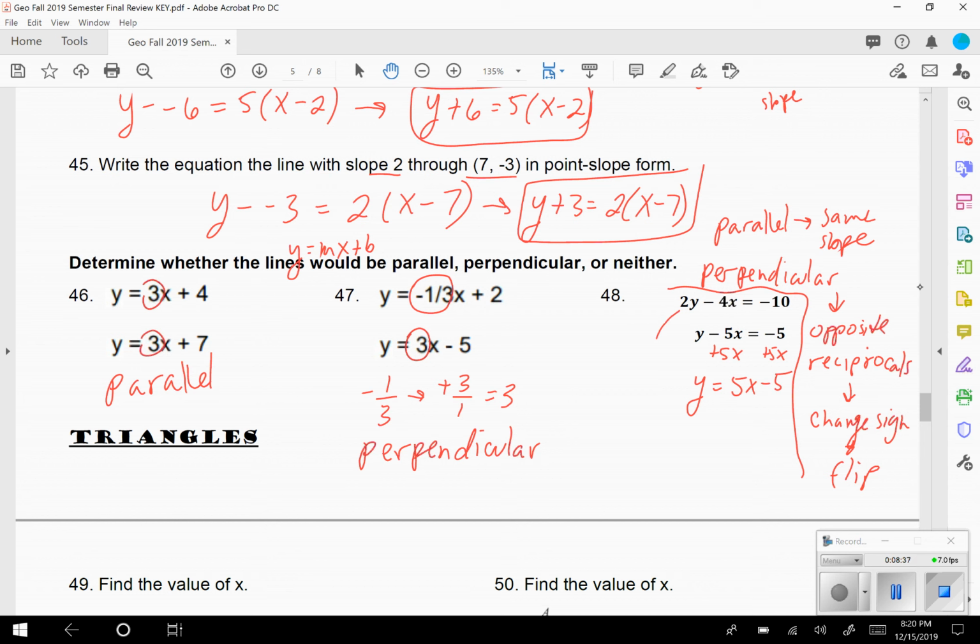Okay. And then over here, all I'm going to do is move this 4x to the other side first. So I get 2y is equal to 4x minus 10. And then you divide everything by 2. You do it all individually. So you get y equals 2x minus 5. Okay, so now look at your slopes. We have a 5 and a 2. Those are definitely not the same, and they're also not opposite reciprocals, so these two lines are neither.